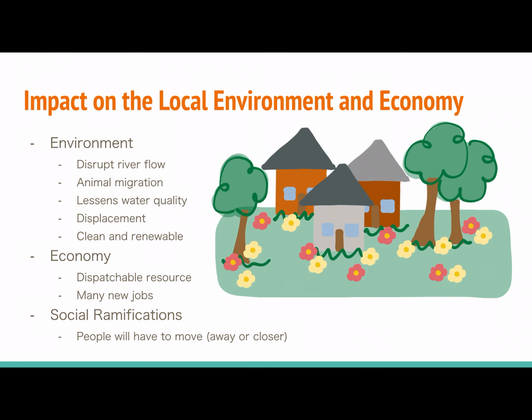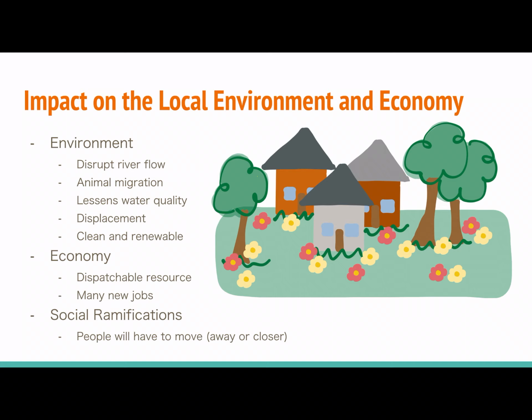Impact on the local environment and economy. Hydroelectric power plants can disrupt the flow of the river, which can block certain animals from migrating. It can also lessen water quality and cause human and animal displacement. Hydroelectric power plants are good for the environment because they are clean and a renewable source of energy.